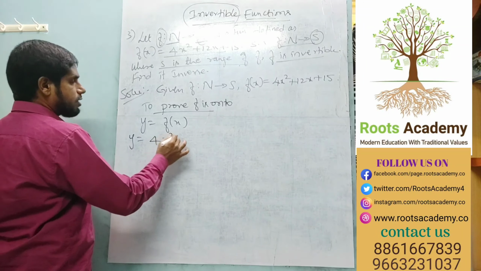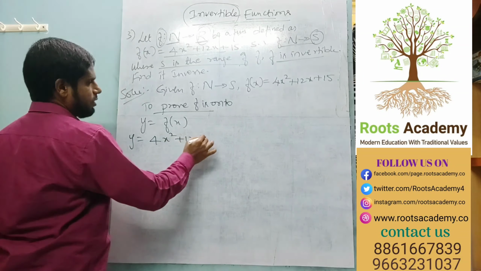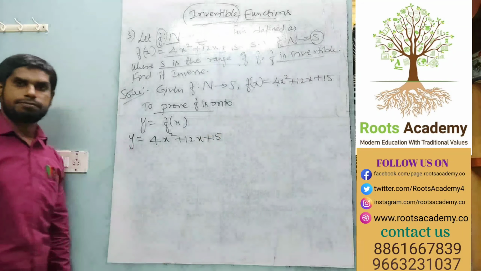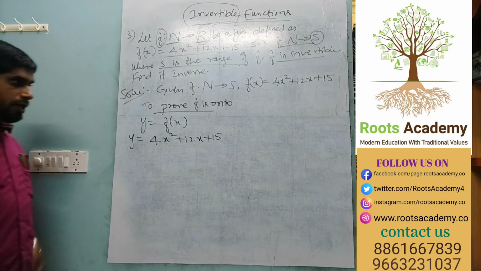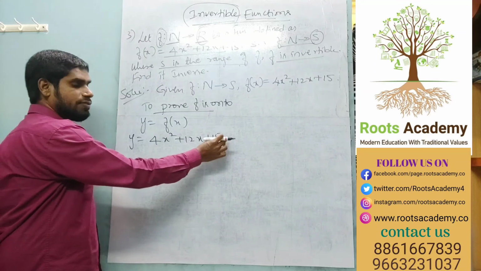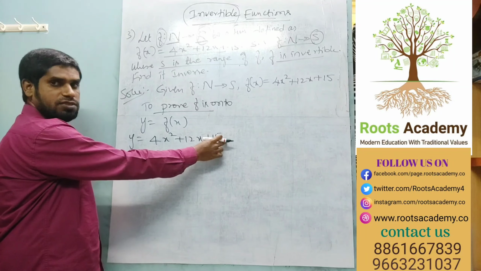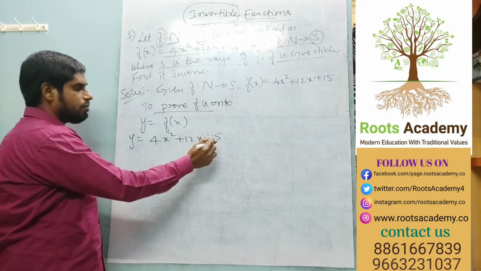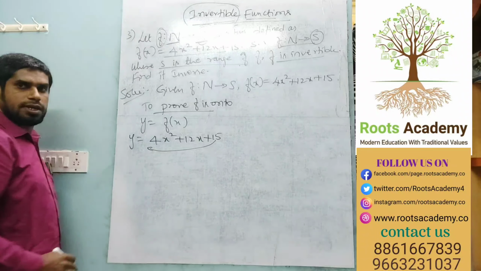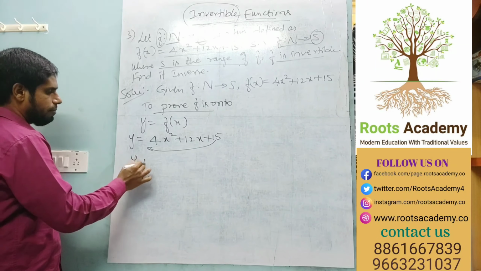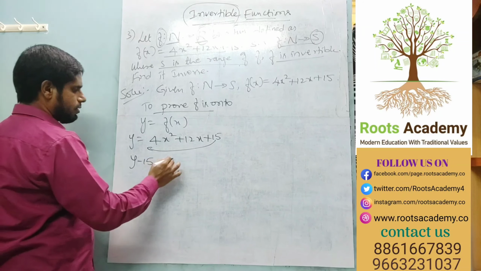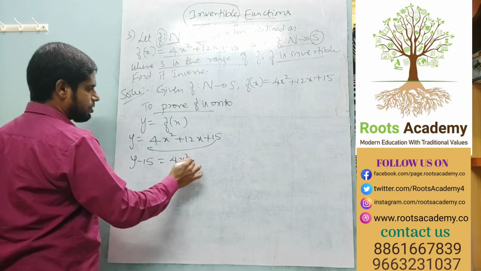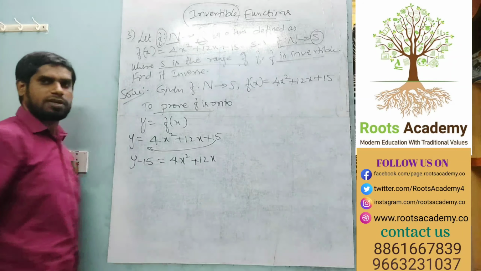It is 4x square plus 12x plus 15. Student, in onto, always the constant is very important. First we should remove constants from our right hand side. For that, what best we can do, we will shift this 15 to this side. So it becomes y minus 15 is equals to 4x square plus 12x.